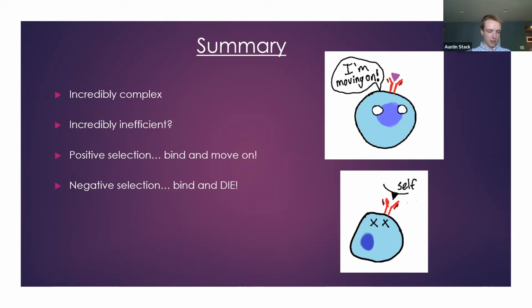And I find that to be really interesting in the B cell maturation process. This kind of double gatekeeping process to ensure that only the best B cells move on.